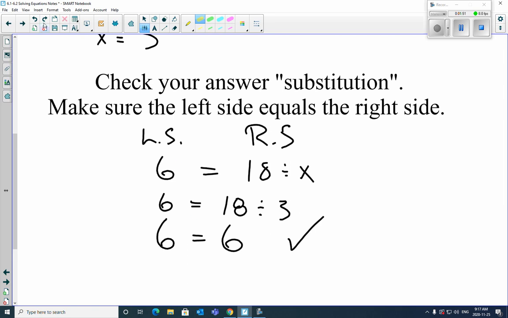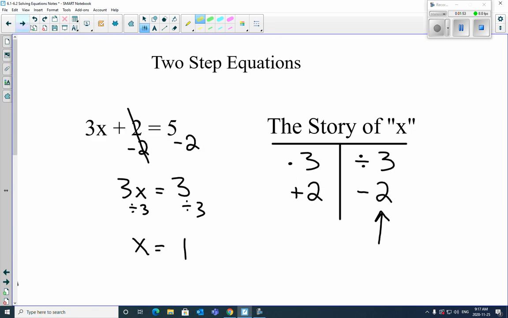Okay. Now, the next part of this is two-step equations. So now we're moving on. All of those other ones were the one-step, except for the last one because we had to cross multiply first. But these ones are two steps, and we approach it the same way. So what we have here is 3x plus 2 equals 5.